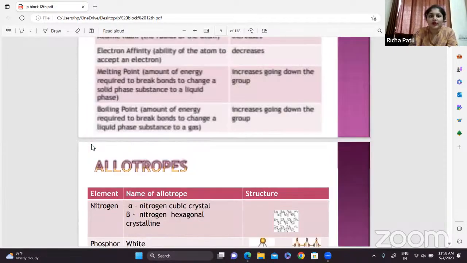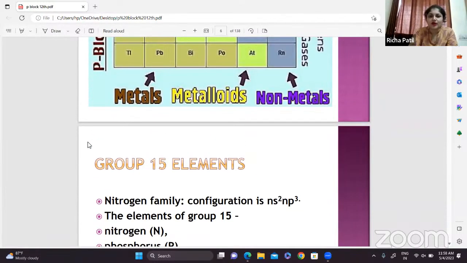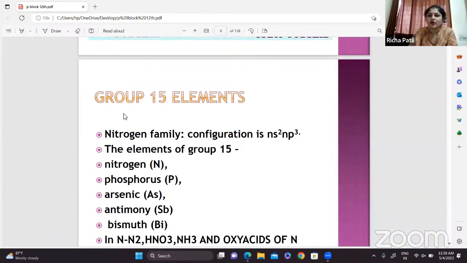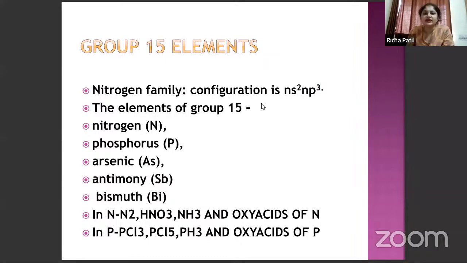So next is group 15. We have completed group 13 and group 14. So what is group 15? Group 15 is the nitrogen family. What is the electronic configuration? It is ns2 np3. The elements of group 15 are nitrogen, phosphorus, arsenic, antimony, bismuth. So these are the elements present in group 15, and the electronic configuration is ns2 np3.